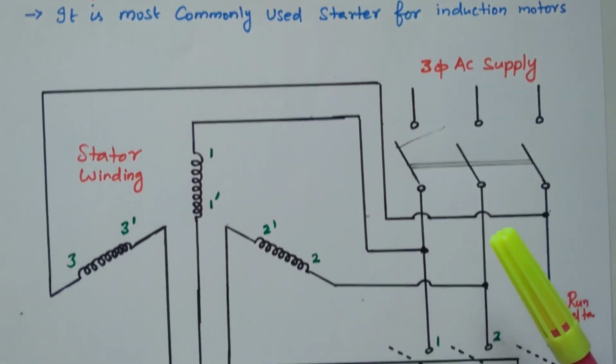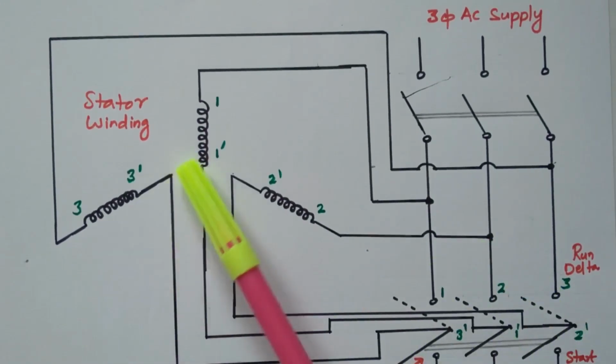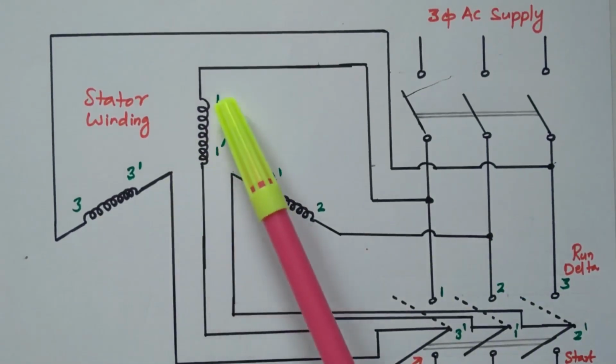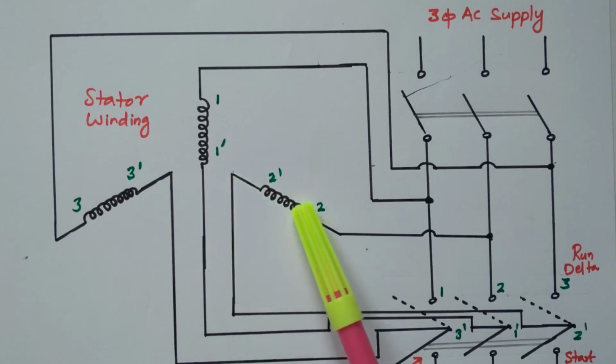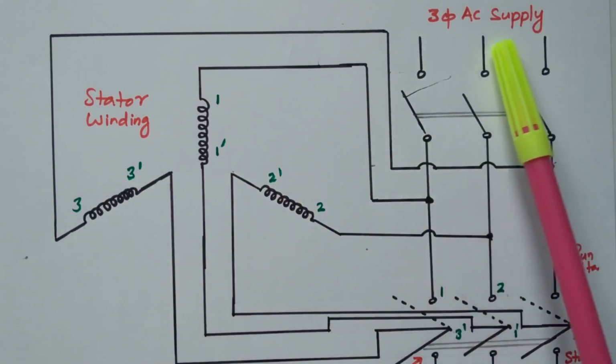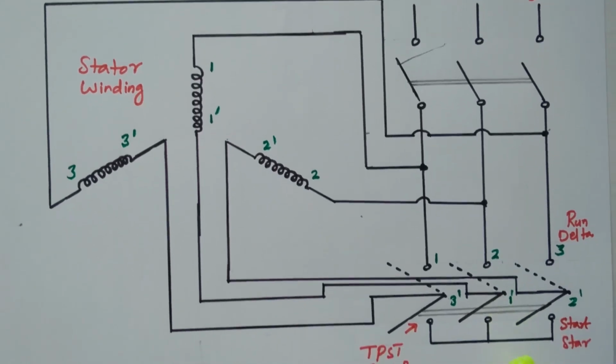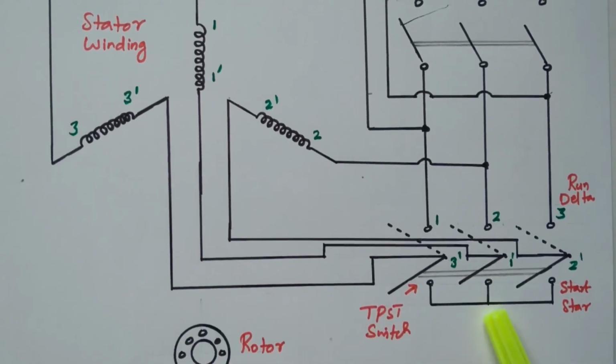Now we will refer to the diagram. So this is the stator winding. One and one dash is one phase, 2 and 2 dash is another phase, 3 and 3 dash is the third phase. So here the 3 phase AC supply is available. Here the changeover switch, a TPST switch, is available.